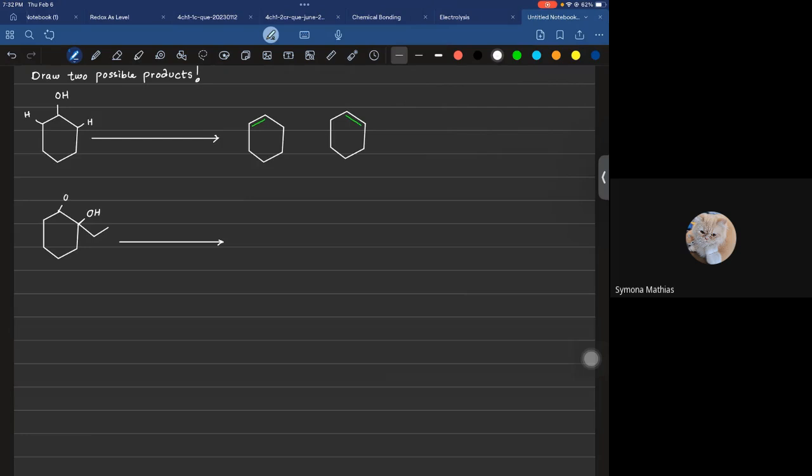So I can remove this OH and this, sorry, this hydrogen. So I can make double bond over there, just like that. Okay, ये मेरा double bond आ गया. So this is the first possibility. Okay, this is the first possibility. So what do you think? Okay, can I do this?